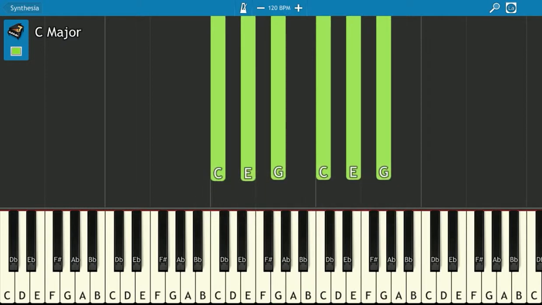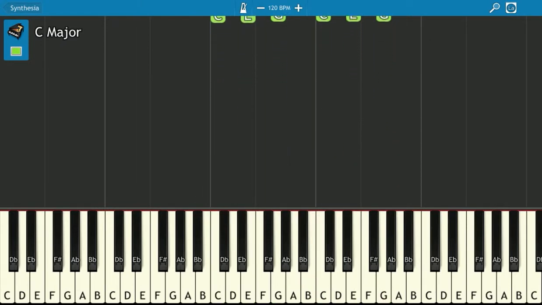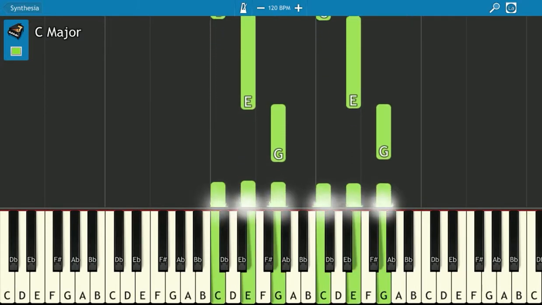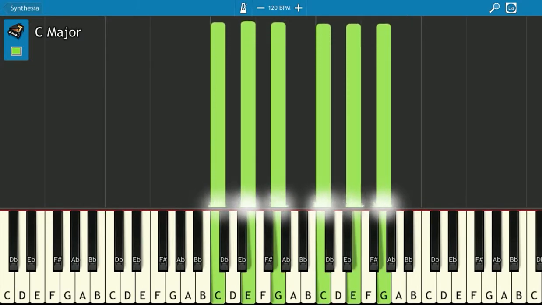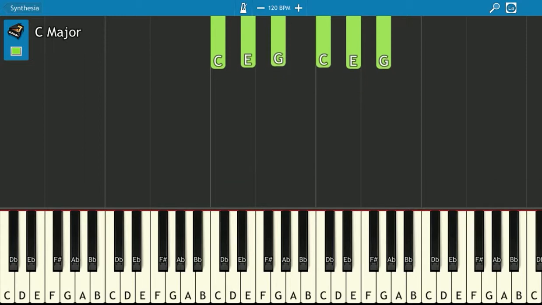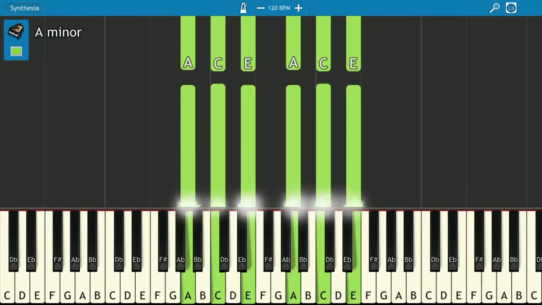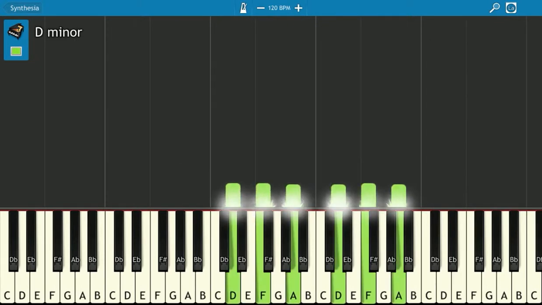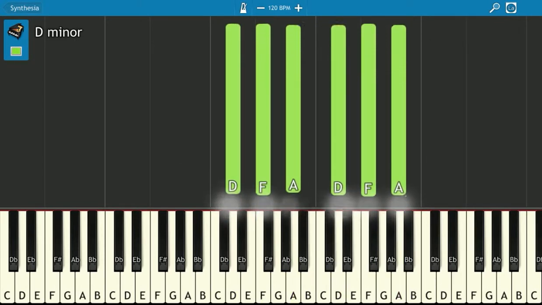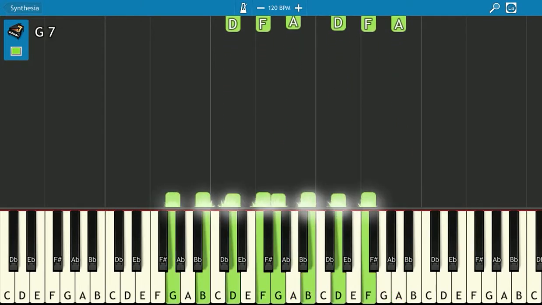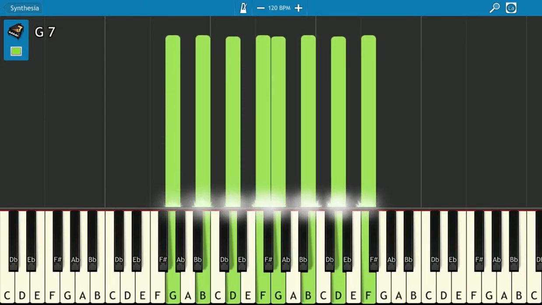which, as we already know from a previous video, is composed of C, E, and G. C major, then A minor, then D minor, and lastly G7th.